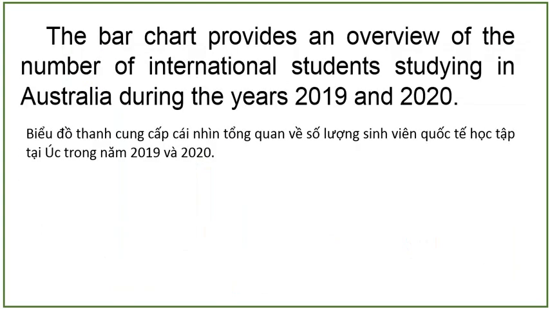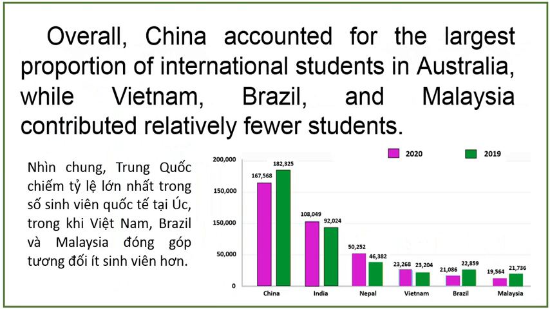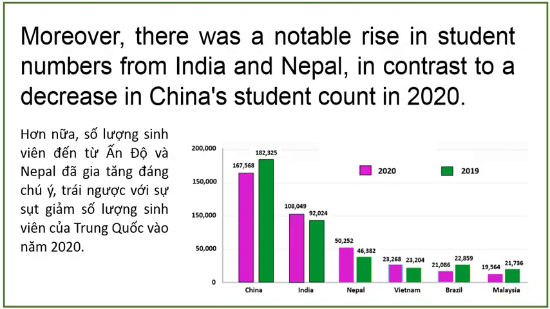The bar chart provides an overview of the number of international students studying in Australia during the years 2019 and 2020. Overall, China accounted for the largest proportion of international students in Australia, while Vietnam, Brazil, and Malaysia contributed relatively fewer students. Moreover, there was a notable rise in student numbers from India and Nepal, in contrast to a decrease in China's student count in 2020.